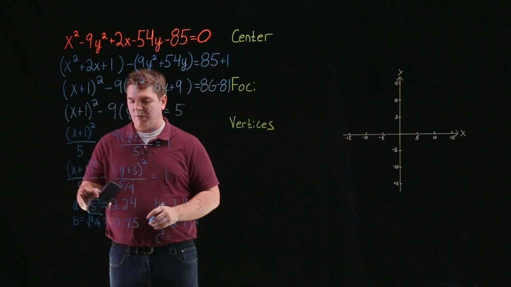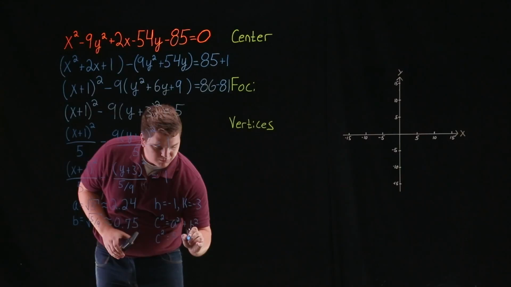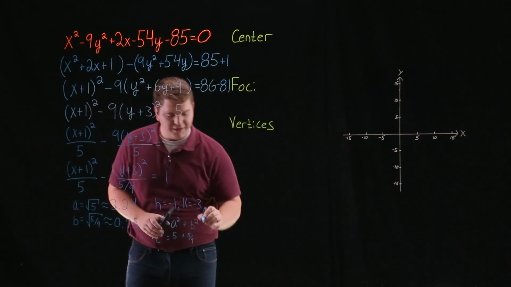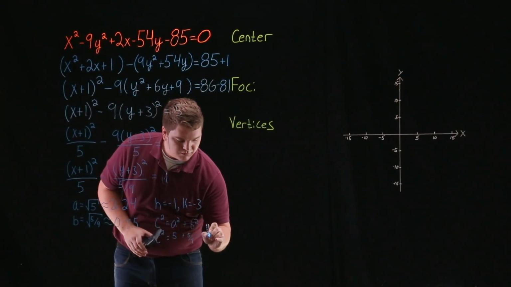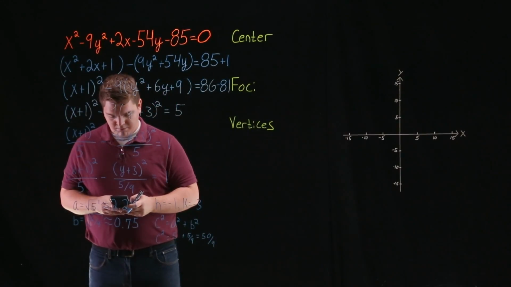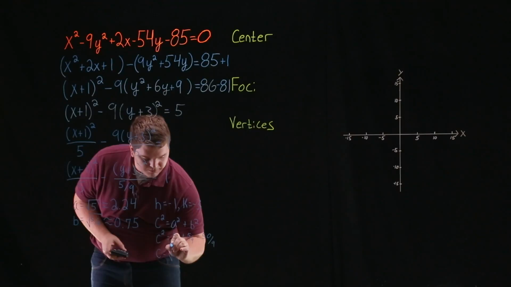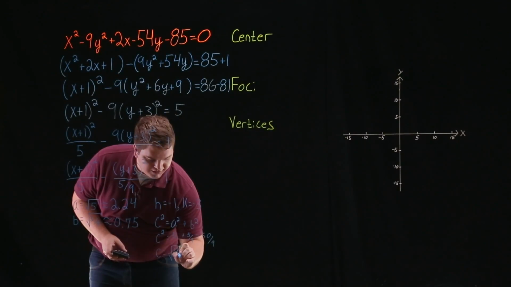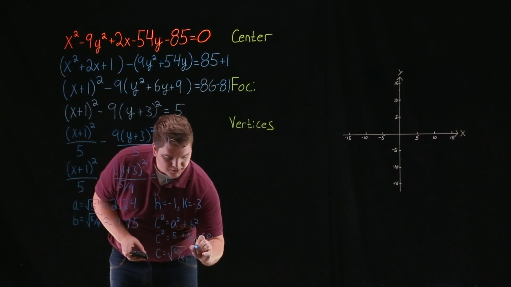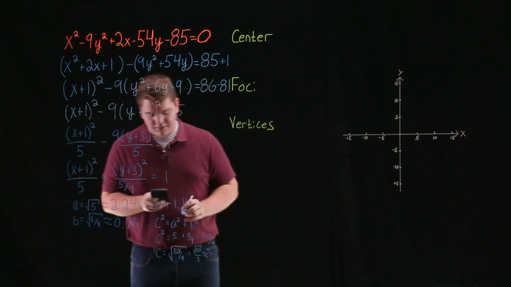is equal to 5 plus 5/9, which is going to be 45/9 plus 5/9, so 50/9. Now we can solve for c by taking square roots. And we get that c is equal to the square root of 50/9, which for our purposes, we can say is equal to the square root of 50 divided by 3, which is approximately 2.36.